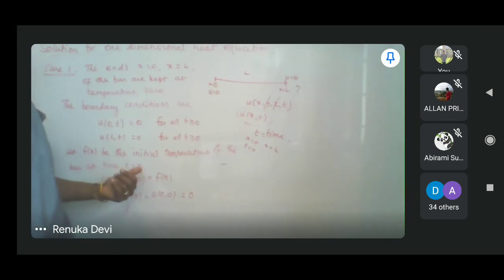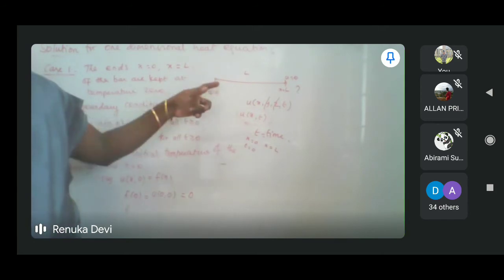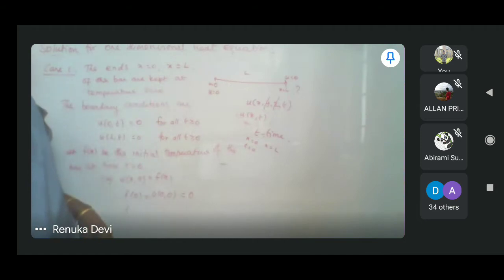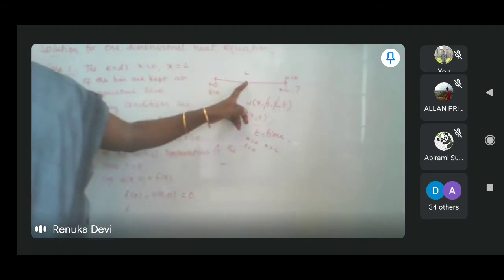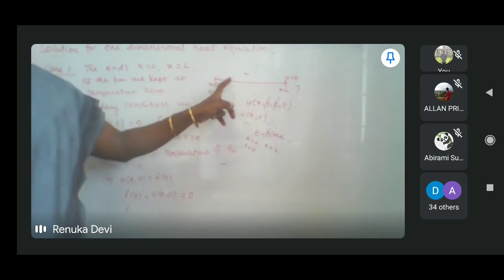And we start at the origin. Here itself we are starting the temperature, or the object temperature. We are reading the temperature from here. Then in that case x is equal to 0. If I measure the temperature from somewhere else, then in that case x will not be 0, isn't it?